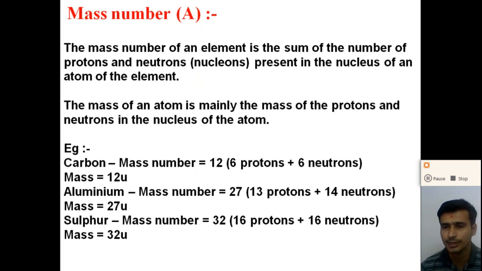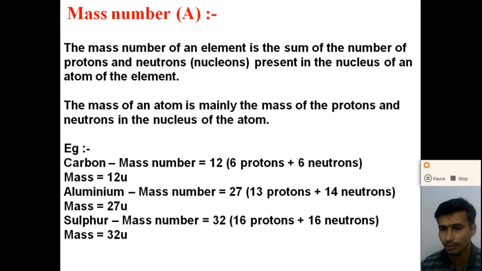So here in the nucleus of the atom, the protons and neutrons are there, right? The protons and neutrons lie in the nucleus, so the protons and neutrons together are known as the nucleus. The total mass of the atom is concentrated at the nucleus, and the mass number represents the sum of the number of protons and neutrons in the nucleus, right?